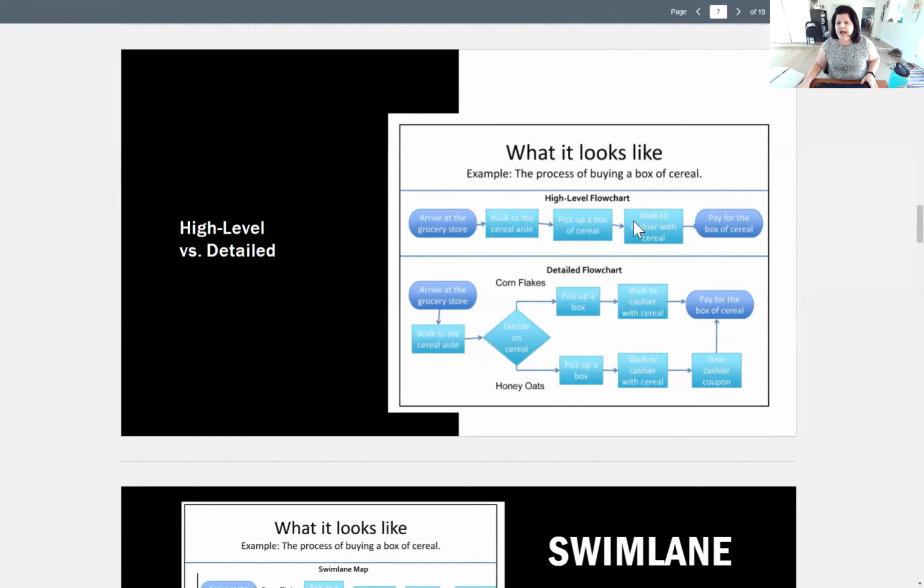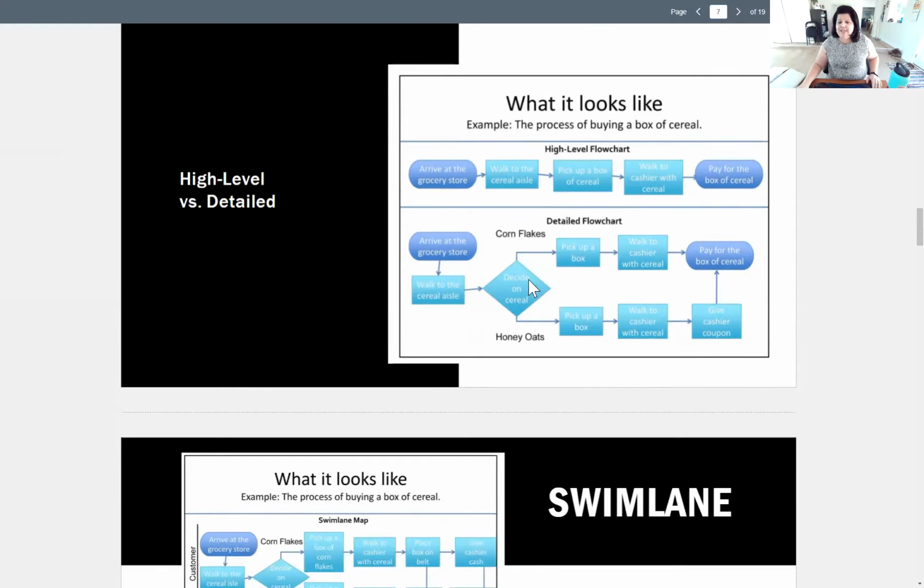If you look at a high level flowchart, just look at the top row, right? You arrive at the grocery store, walk to the cereal, pick up a box, walk to the cashier and pay for it, and then you leave. That's a high level flowchart. Main activities, start, stop. A detailed flowchart incorporates decision making. And that's the other benefit of the detail: we start to see feedback loops, we start to see delays, and we start to see switchbacks, things like that.